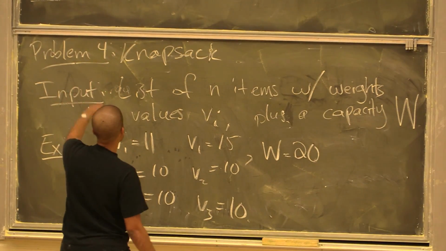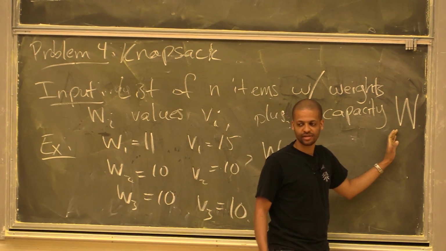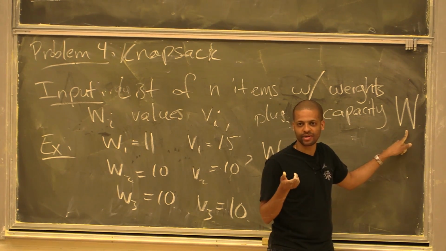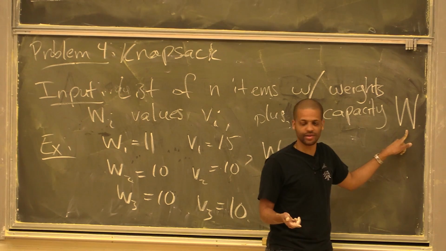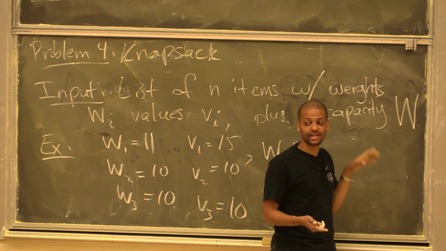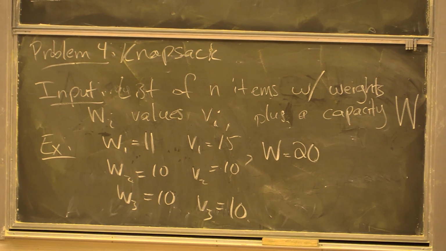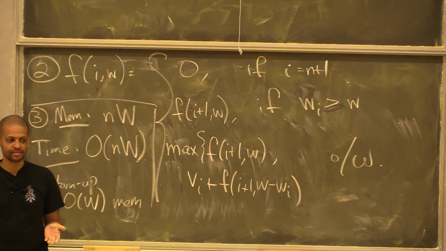Now, what is the input to knapsack? It's a list of n pairs, w_i's and v_i's, as well as a capacity capital W, right? So what's the length of the input? How many bits does it take to write down capital W? It takes log of capital W bits, right? So writing down capital W only takes log W bits, but my runtime depends on W, which is exponential in log W. So this is actually an exponential time algorithm in the input length, if W is big, right?